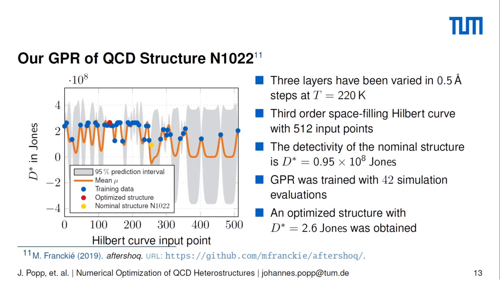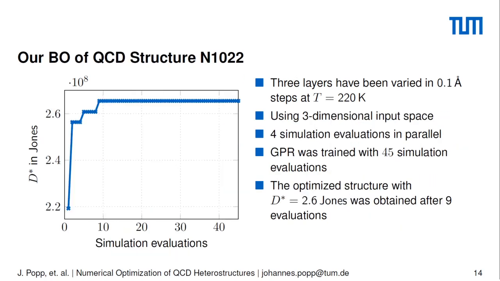And as you can see, the experiment is a little bit volatile, so we decreased our step size to 0.1 angstrom and used the 3-dimensional input space without using the Hilbert curve. And we did 4 simulation evaluations in parallel and ended after 4.5 simulation evaluations. And as you can see, after 9 evaluations, we have reached the optimum.